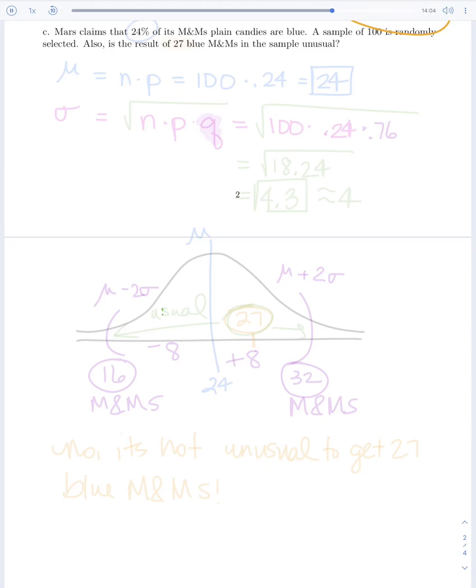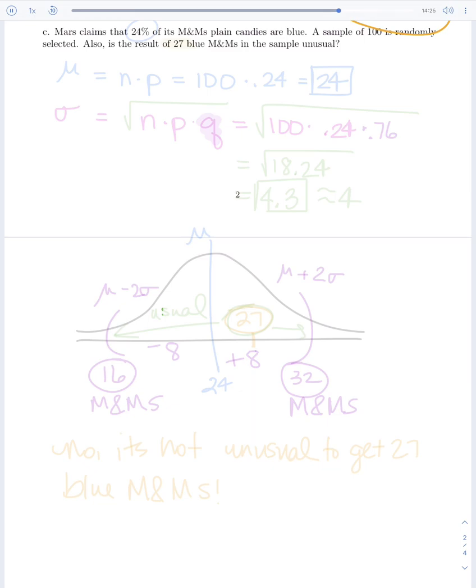Let's look at one last problem. In this last problem, we've got Mars claims 24% of its M&M's plain candies are blue. A sample of 100 is randomly selected. The question is, is the result of 27 blue M&Ms usual or unusual? So we'll start out the same way.